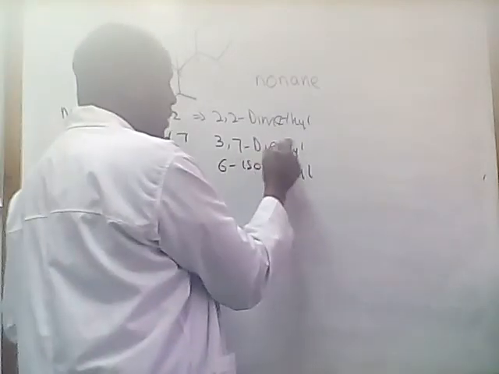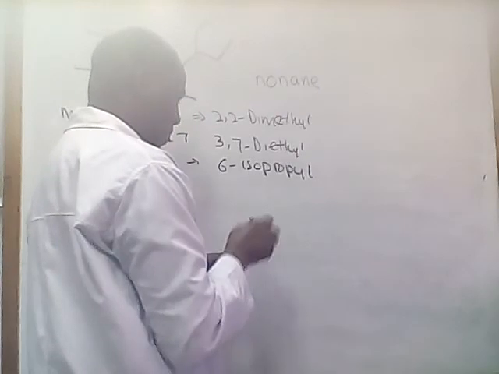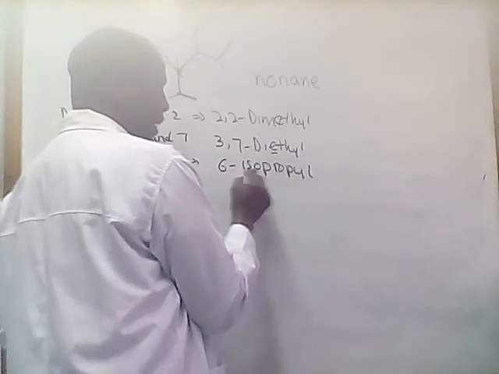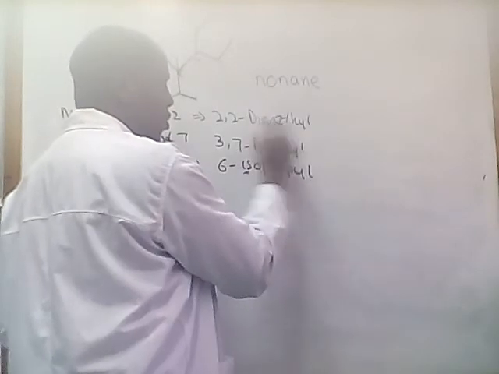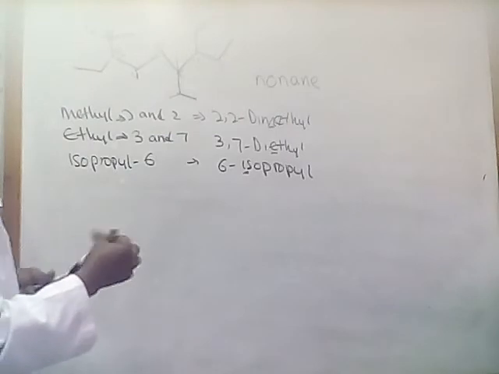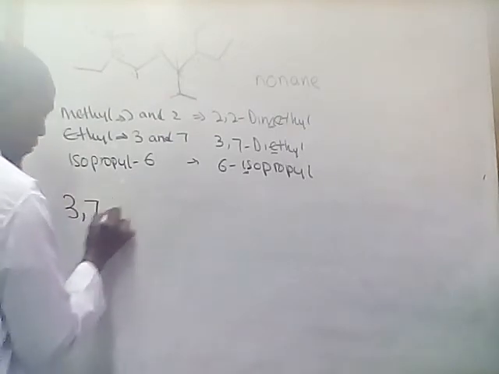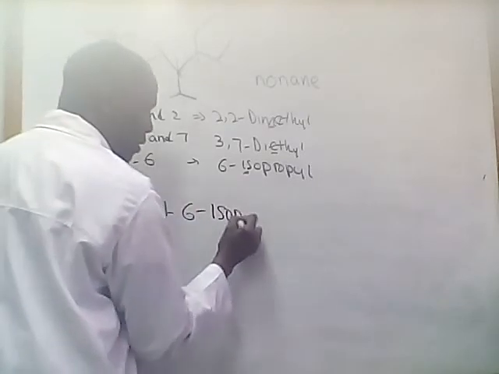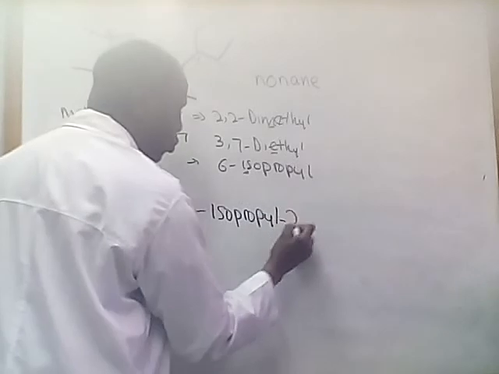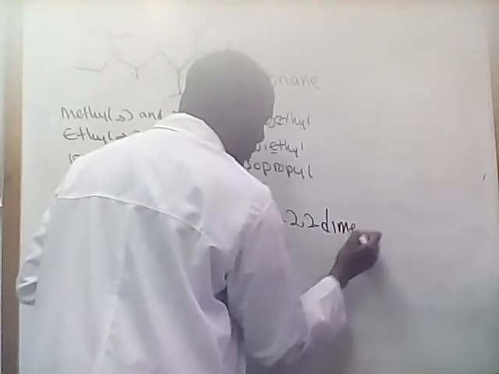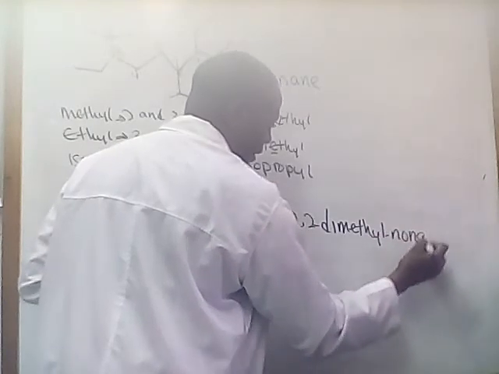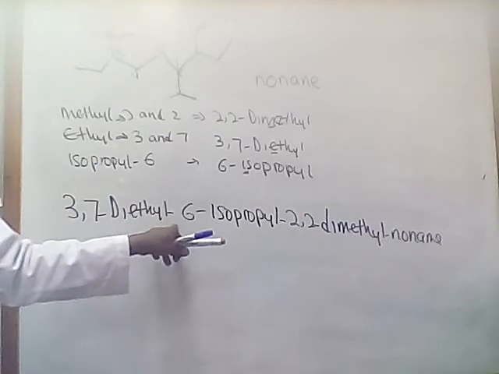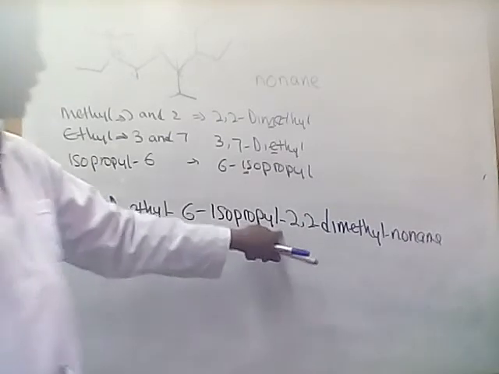So this diethyl, it will be alphabet E, first one. Then which other one? The next one will be alphabet I, for the isopropyl, then M, that will be the last one. So the name for this one, it will be what? It will be 3,7 diethyl, then it will be 6 isopropyl, then 2,2 dimethyl, then nonene. It is becoming long on the board, yeah, but you can make sense. 3,7 diethyl. Can you see? Then dash 6 isopropyl, then dash 2,2.